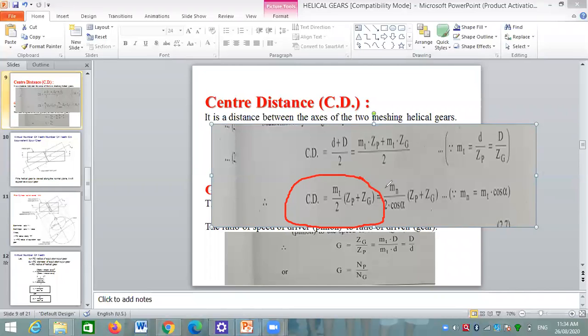Or if we write this equation in terms of normal module, then center distance is equal to normal module divided by 2 into cos of alpha into (zp plus zg), where alpha is the helix angle. Okay, this is the formula for center distance. In university exam, this question is asked for 3 marks. Derive the equation for a center distance between two helical gear in terms of transverse module and in terms of normal module, which is asked for 3 marks. Therefore, remember this formula.